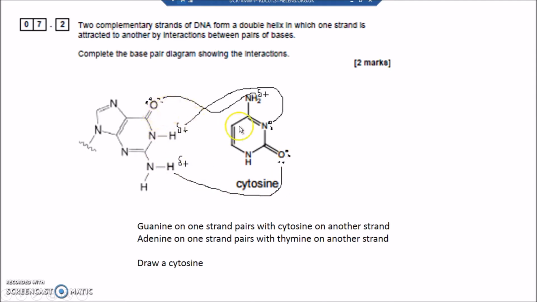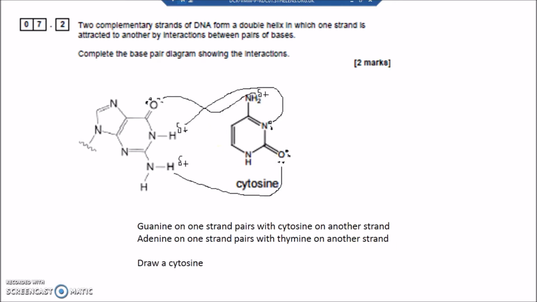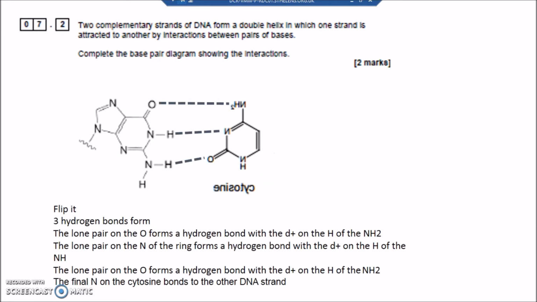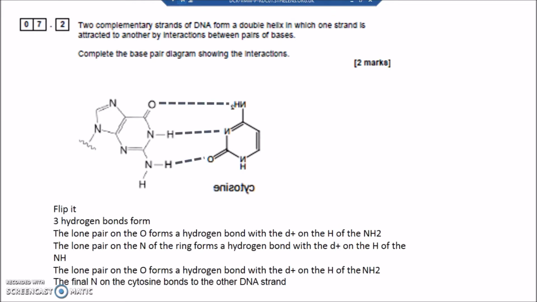The problem is my streams cross, so I'm going to have to flip this over like this, flip it so that the NH2, the N and the O line up properly, and then the hydrogen bonds don't cross. Now even better if you drew the lone pairs of electrons on the O and the N, and the delta pluses on the H's of the NH, NH and NH here, and that will get you all of the marks.